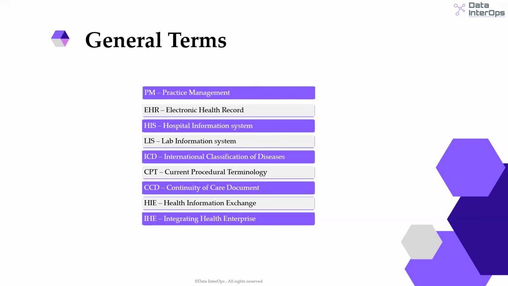Then you have three terms, CCD, HIE, and IHE. These three go hand in hand. Apparently, HIE is a concept where multiple hospitals are interconnected with each other to form a central repository. That is called an HIE, which is Health Information Exchange. IHE and CCD are standards which will help you exchange the data in the concept of HIE. So those three will go hand in hand.